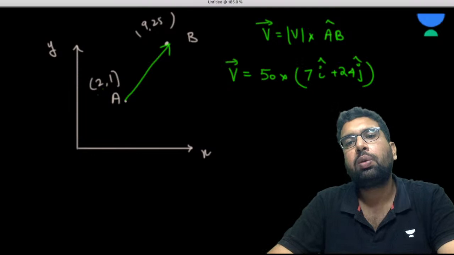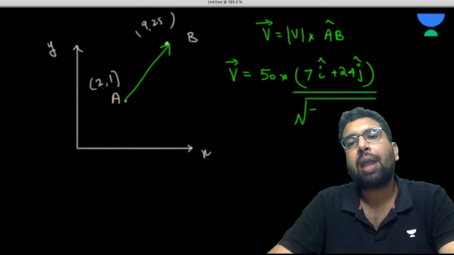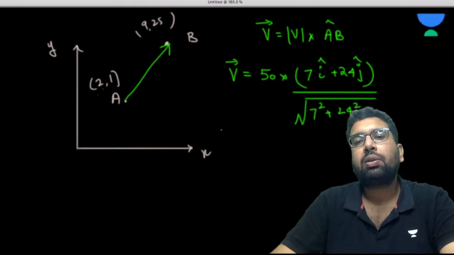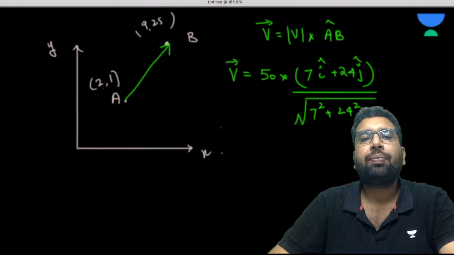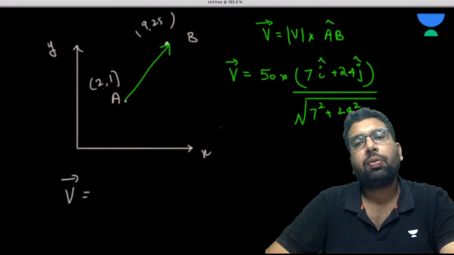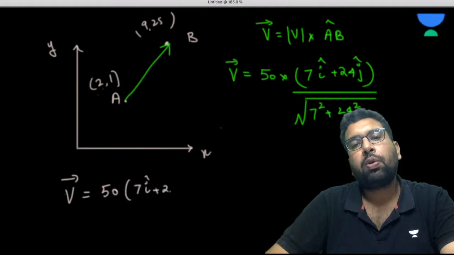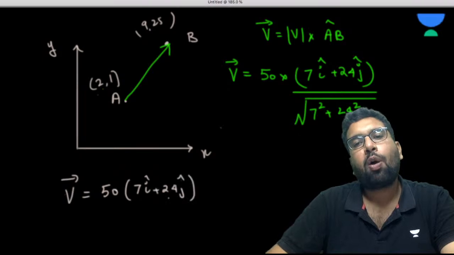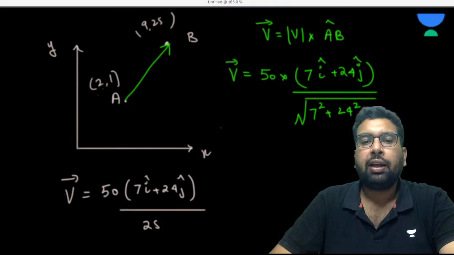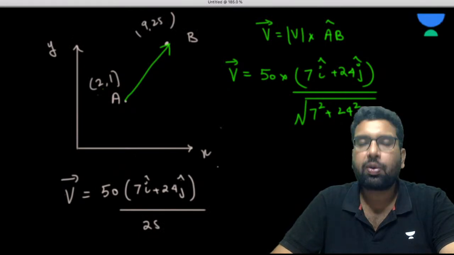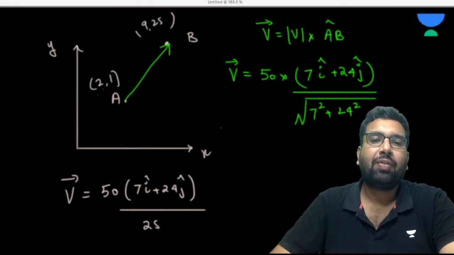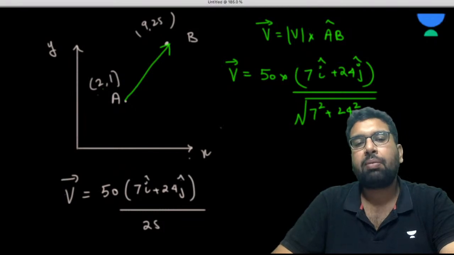And what is going to be the magnitude? It is going to be root of 7 square plus 24 square. So 7 square plus 24 square is 625, so the root is 25, right? So V vector is going to be 50 into (7 i cap plus 24 j cap) upon root over 625. So see, this appears in many questions. When you are practicing, you will come to know that 7 square plus 24 square is 25 square. When we practice questions, these things happen by themselves.